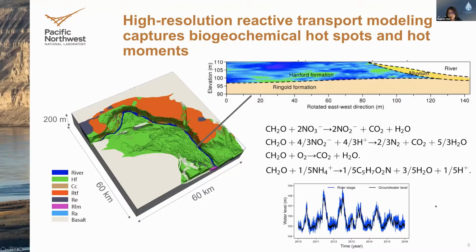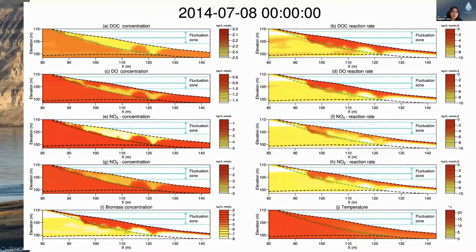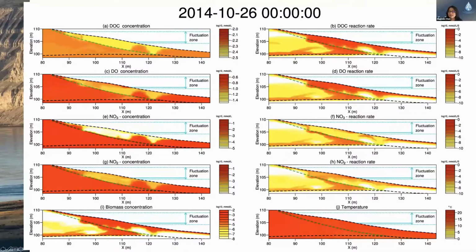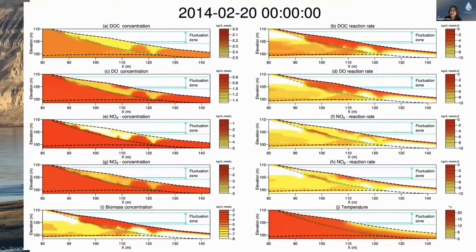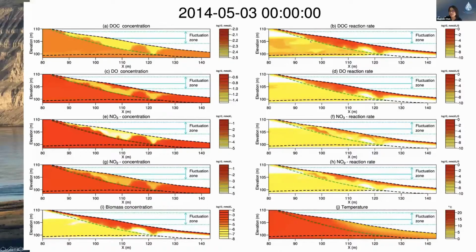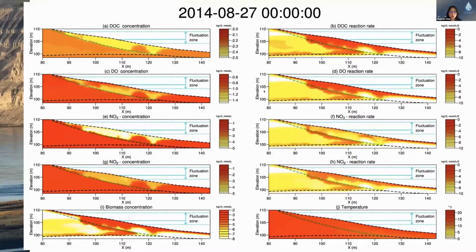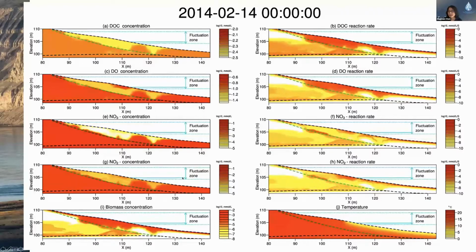And now what we have seen from that model is this. Sorry, it's a very busy animation, but what we're showing over here on the left is the concentration of all the species we incorporated into our model. On the right, we're showing the reaction rate. That means it's either production or consumption of that species at that time and over space. So this jumping line indicates where the river stage was at a given time point.